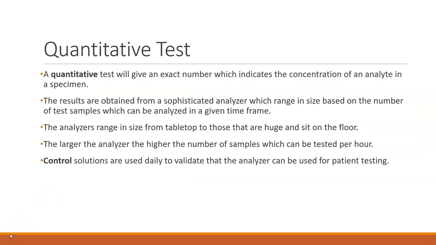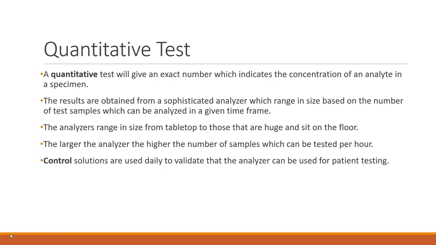The final type of test is the quantitative test, and the quantitative test will give an exact number which indicates the concentration of an analyte in a specimen. The results are obtained from a sophisticated analyzer which ranges in size based on the number of test samples which can be analyzed in a given time frame.